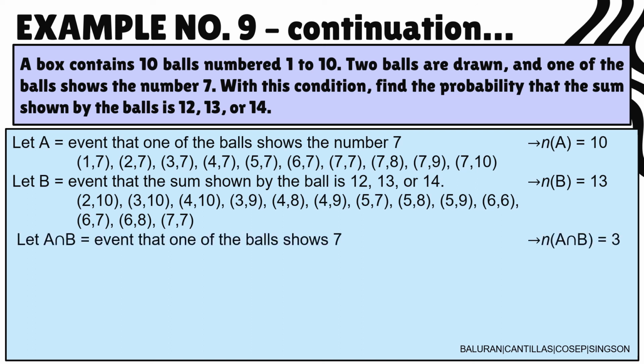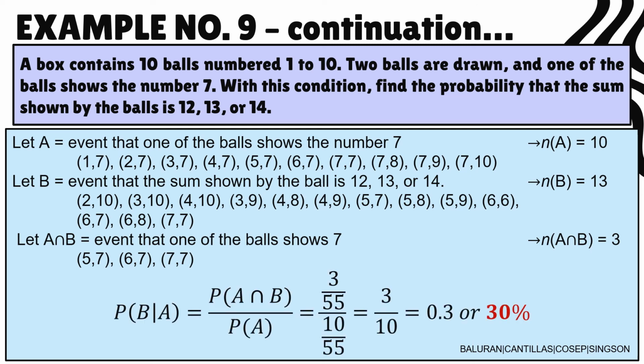Then we also denote the intersection of A and B, the event that one of the balls shows 7 and the sum is 12, 13, or 14. So in this case, we have to list down the intersection between these two events. So we have 5,7; 6,7; and 7,7. Thus, the cardinality of the intersection of A and B is equal to 3.